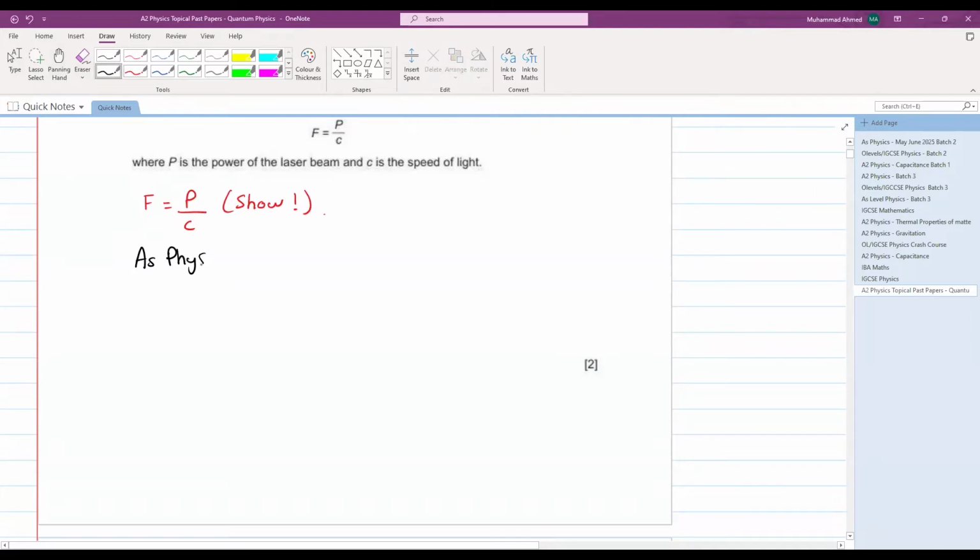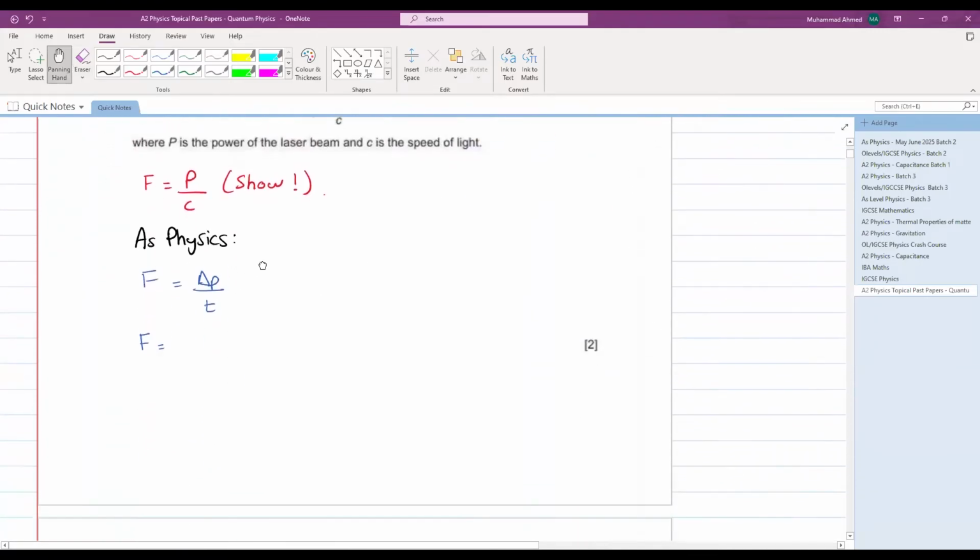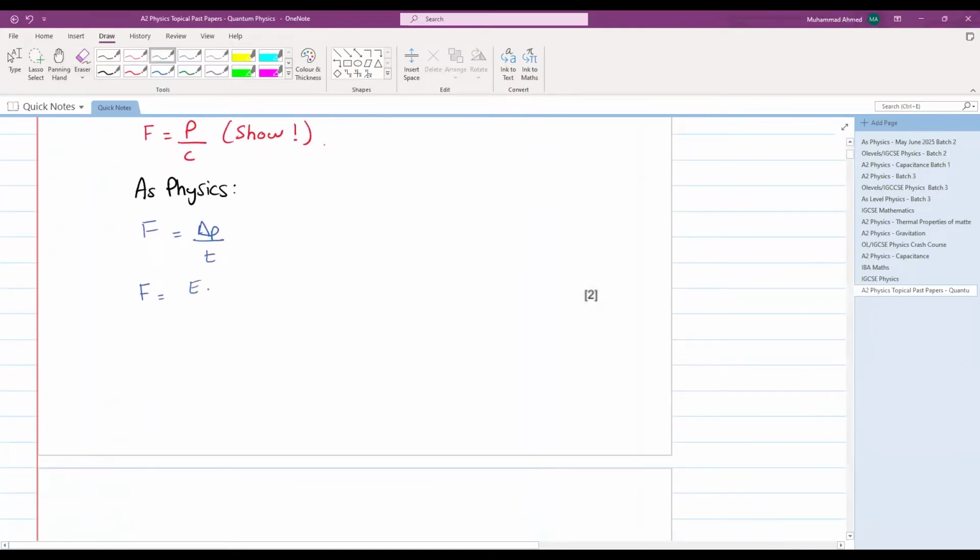From AS physics, although this is an A2 question, it utilizes some of AS physics. We know that force is equal to change in momentum over time. In place of momentum, what can I write? I have told you in the first part: energy over the speed of light. So let's replace it here. In place of time, what can I write? I can say power is equal to energy over time. Can I make time the subject here? Yes, energy over power is equal to my time.